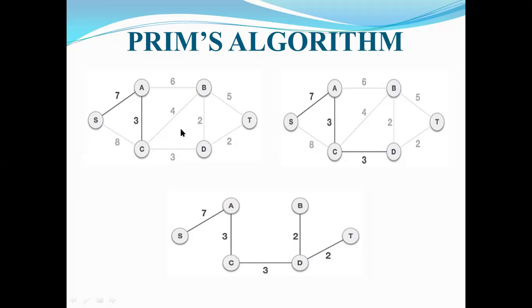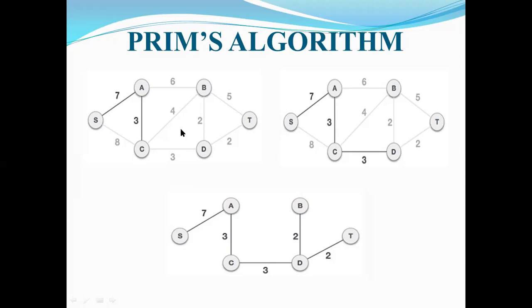Okay. Now apply the same criteria. Again, select the edges which contain one vertex belonging to the spanning tree vertices set, and another vertex belonging to the non-included vertices set. Now the included vertices are S, A, C, D. Then what are the possible edges now? A to B is possible, C to B is possible, D to B is possible, D to T is possible, because D, C, A are already there in the spanning tree. Then the non-included vertices are B and T only.